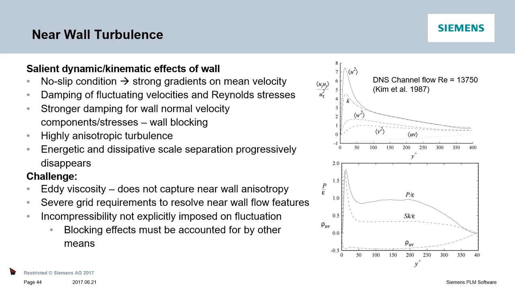But wall normal fluctuations experience stronger damping due to the wall impermeability condition, as illustrated by this plot for the turbulent stresses near the wall from a DNS result of a channel flow. While the wall parallel stresses fall quadratically, wall normal stresses fall 2 orders of magnitude faster towards the wall. So this illustrates the turbulence is highly anisotropic near the wall.